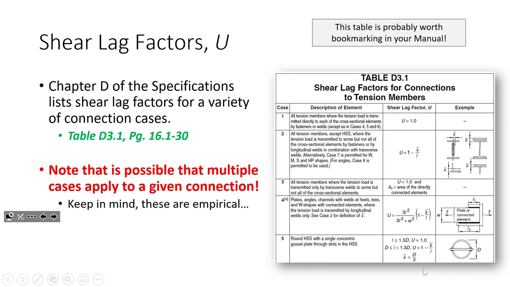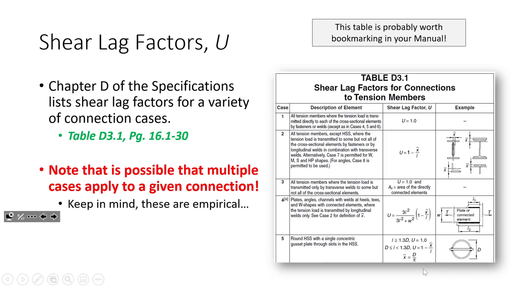Now, the way this table works is that you essentially look at your given connection and you apply the case that most closely represents your given connection scenario. Now, the most important cases are cases 1 and 2. Let's read case 1 and 2, and let's see if we can digest what's going on.